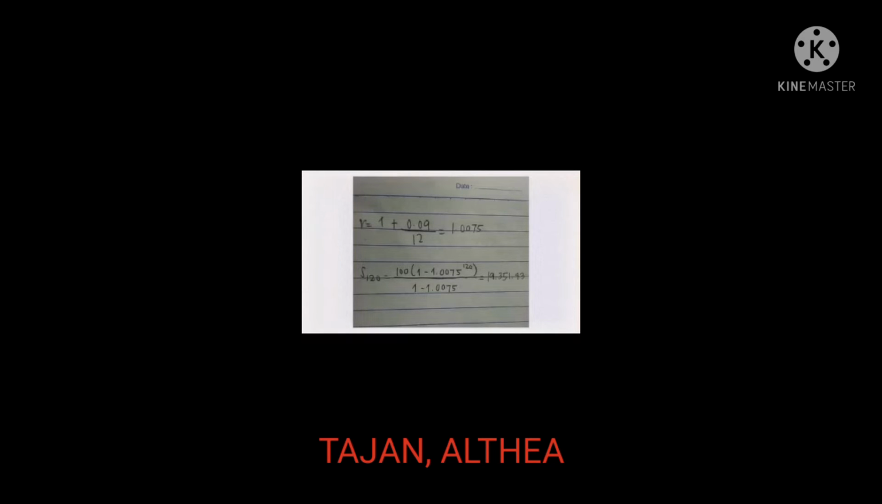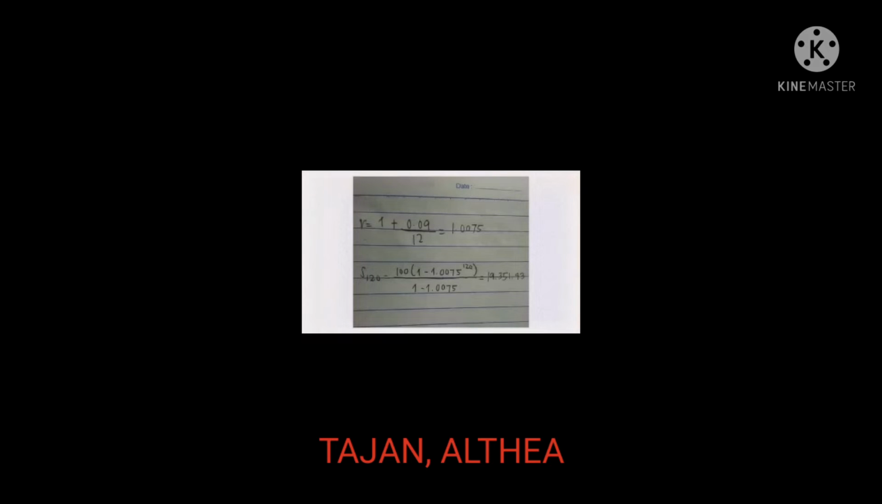R equals 1 plus 0.09 over 12 equals 1.0075. Substitute A1 equals 100, R equals 1.0075, and N equals 120 into the formula for the sum of the first n terms of a geometric series and simplify to find the value of the annuity.